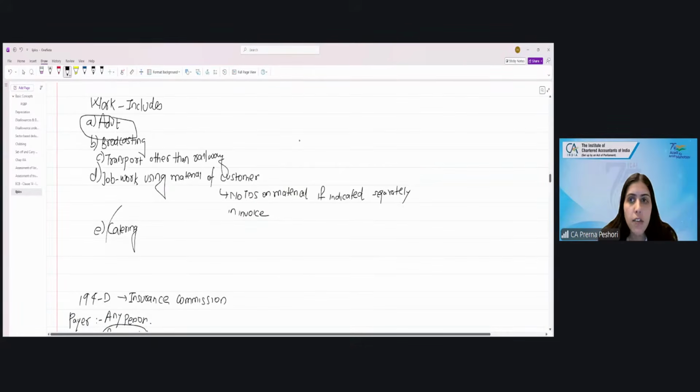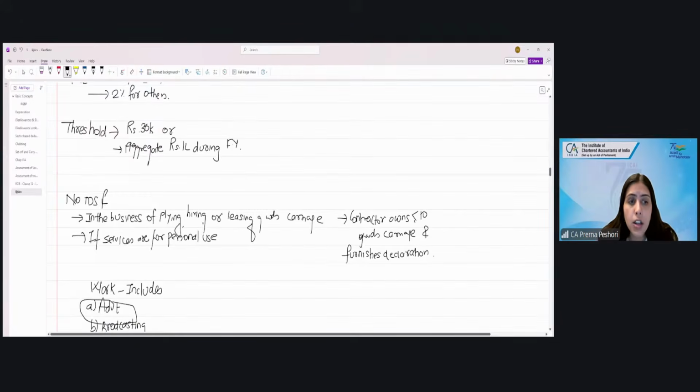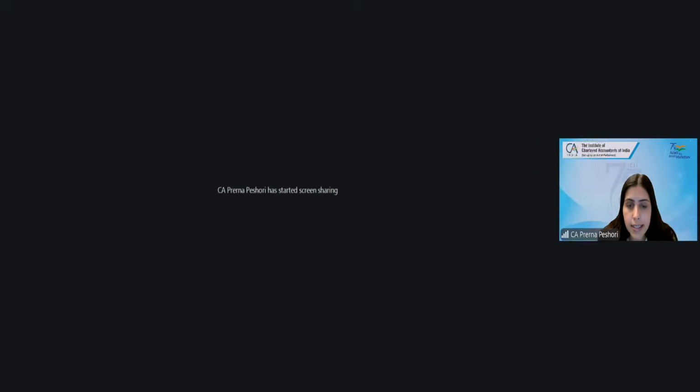So, there will not be any TDS if the business is of the plying, hiring or leasing goods carriage and the contractor owns less than or equal to 10 goods carriage and furnishes the declaration and the PAN. Or the payment is made for personal use. Right? In that particular case also, no TDS is required to be deducted. Now, there are certain circulars and notifications with respect to this that we need to look into, and then some cases also. Let us have a look.